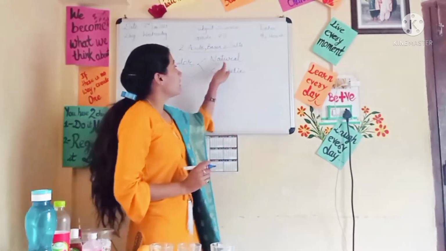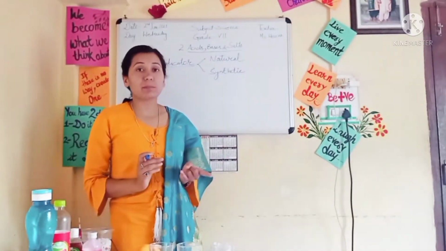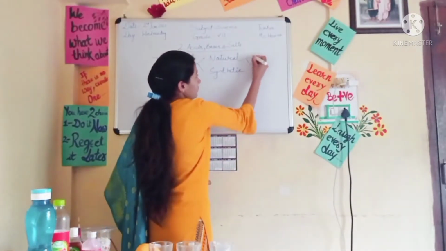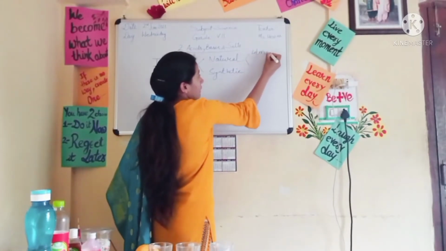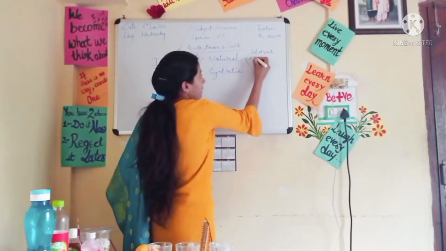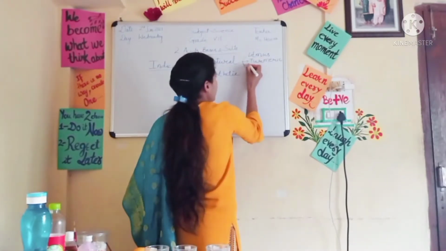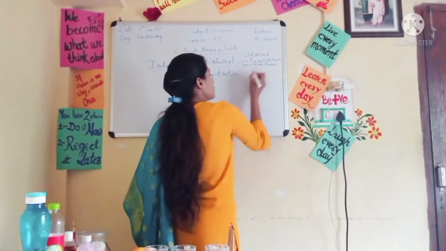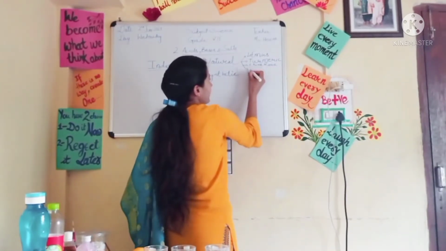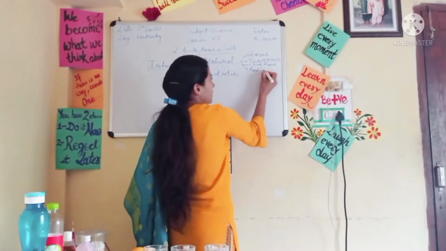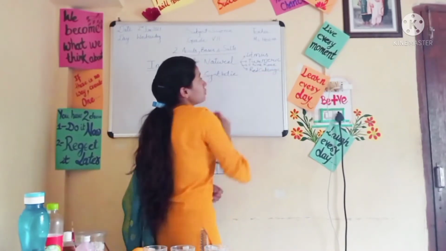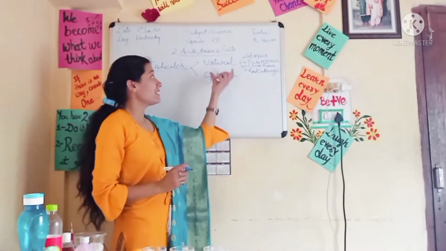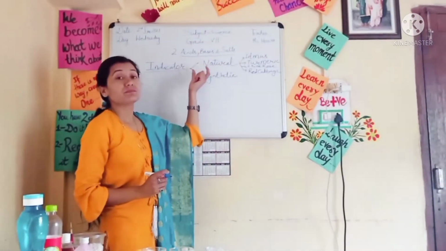Alright, in natural indicator, we use litmus paper. Maybe you have heard in your junior classes, litmus paper, turmeric, China rose, juice of China rose, juice of red cabbage. Juice of red cabbage, China rose, and juice of turmeric and litmus paper we use as a natural indicator.